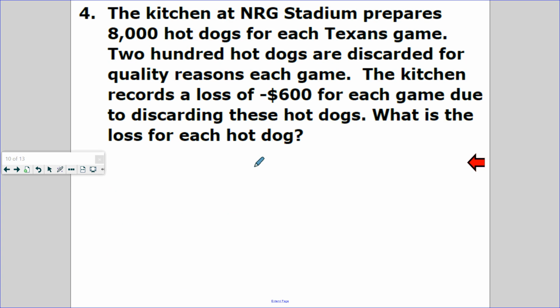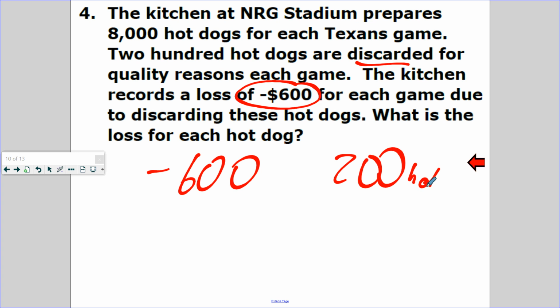The kitchen at NRG Stadium prepares 8,000 hot dogs for each Texans game. 200 hot dogs are discarded or thrown away for quality reasons each game. That's a waste of food. The kitchen records a loss of negative $600 for each game due to discarding these hot dogs. So they lose $600. What is the loss for each hot dog? So they spent $600 on 200 hot dogs. How much money did they lose on each one?